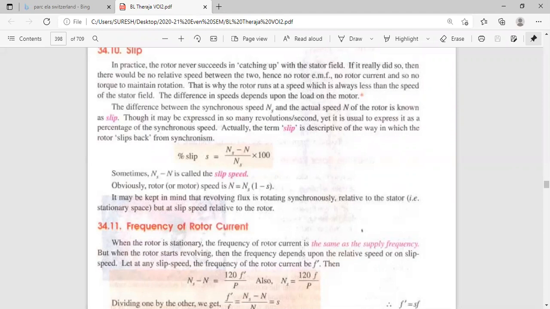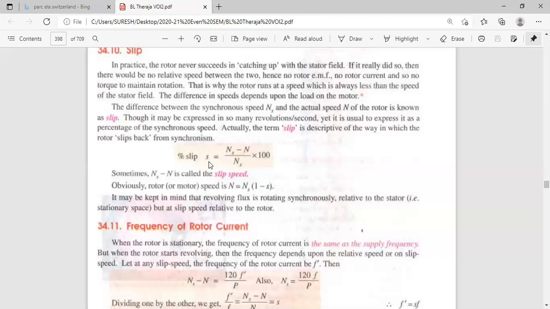Zero. Speed is zero. When the rotor is not running, what happens to the N value? Is it 0? N is 0. Standstill. The rotor is at standstill, which means it is not in running condition. N is 0. Suppose N is 0, what is the slip S value? 1, sir. S is equal to Ns minus N by Ns, so 1.